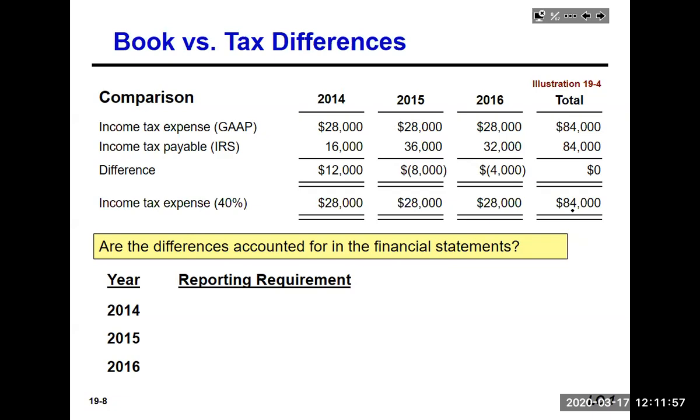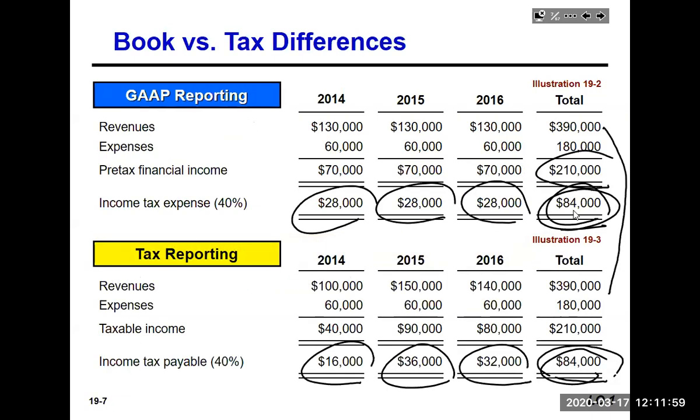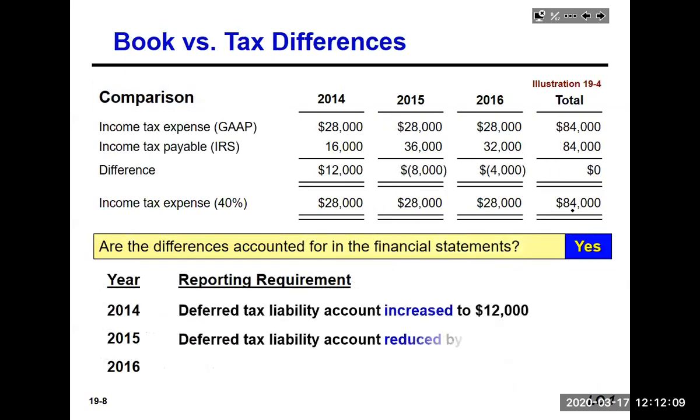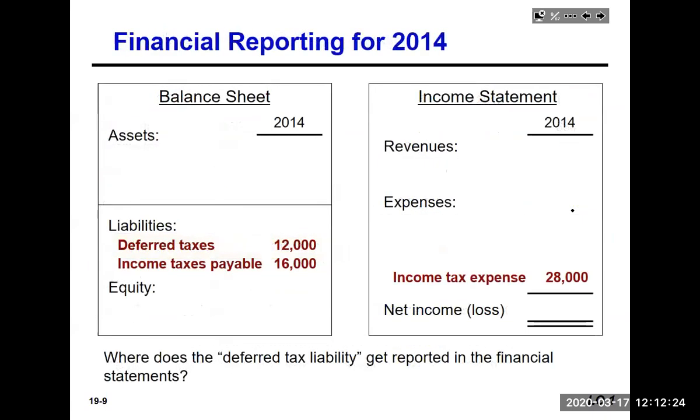Where if you're paying more tax later, right? If my income tax expense is 28, but I'm only paying the IRS 16, then I've got $12,000 in 2014 that I'm going to have to pay later. All right, so if I'm paying it later, liability, pay it later, accrual, 12,000. Deferred tax liability, then it's going to go down by 8,000, and then it's going to go down by 4,000.